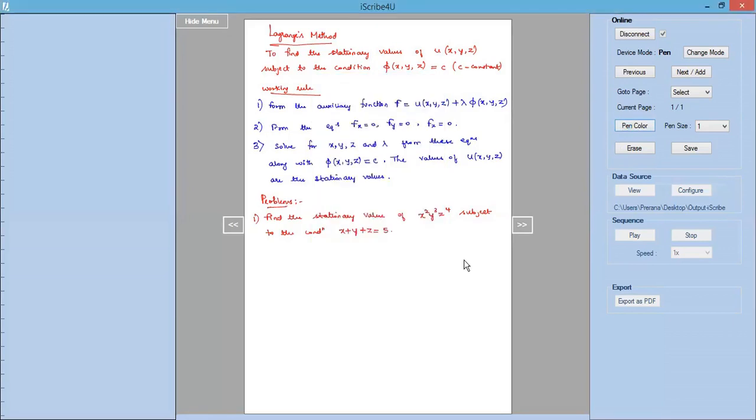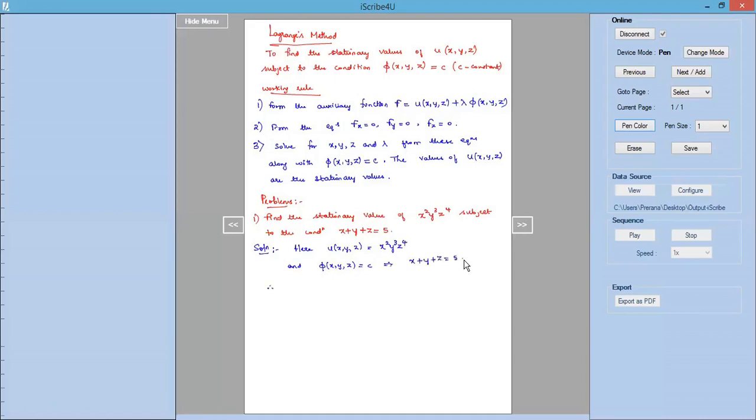So step 1, the working rule says that we form the auxiliary function denoted by capital F, and capital F is given by u plus lambda phi. So before I write down u plus lambda phi, I'll write down what is u in the given question. So here u of x comma y comma z is equal to x square y cube z power 4, and the condition phi of x, y, z is equal to c is of the form here x plus y plus z is equal to 5.